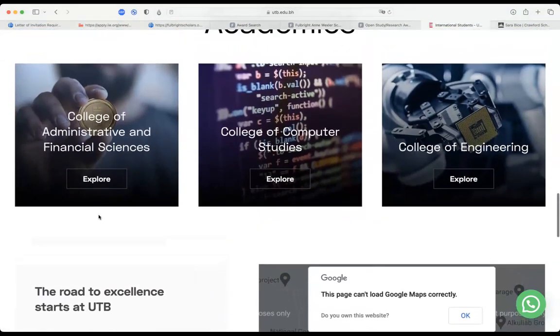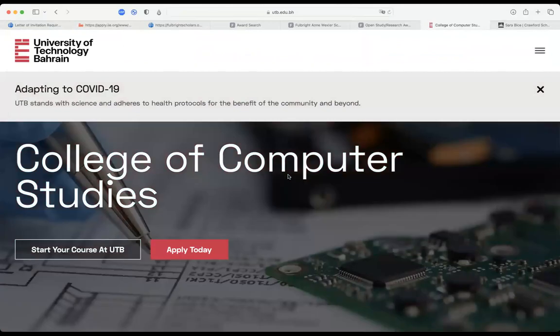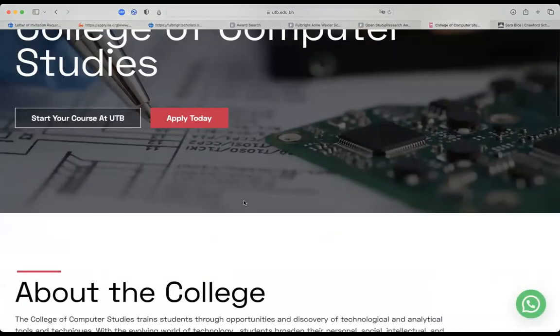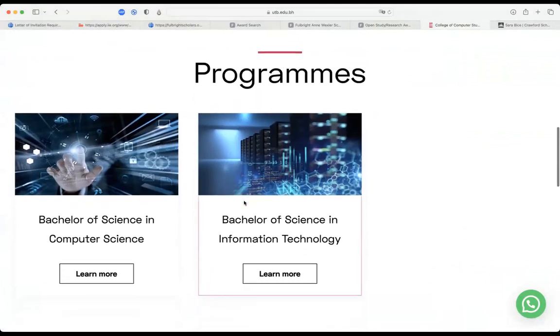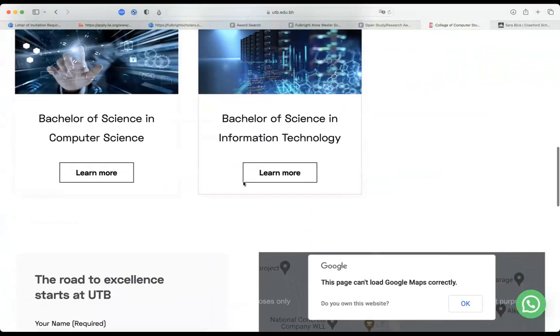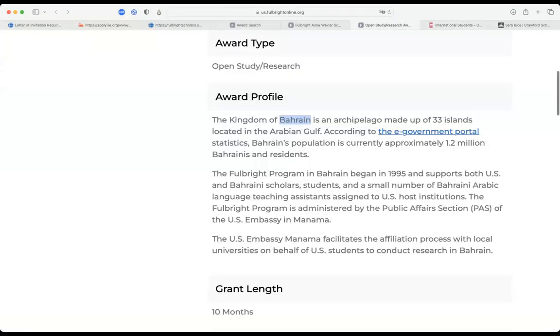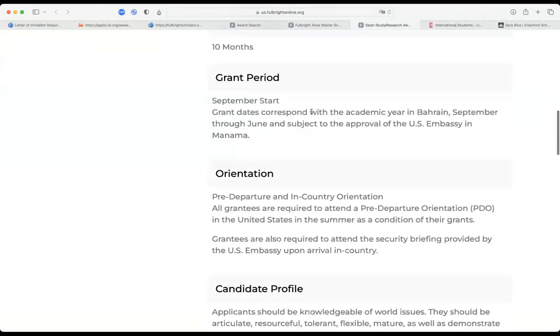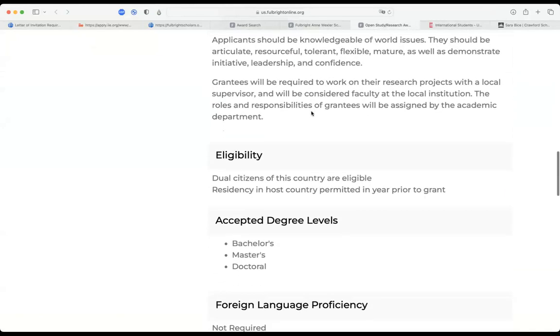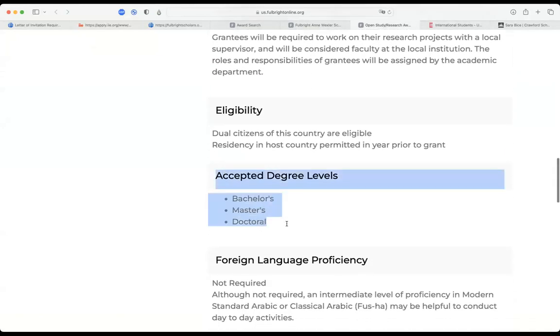So let's say you had some interest. Let's say you are a computer science major and there's some cool project, some application development that you see going on in Bahrain. And so you're interested in going there and studying with someone. Well, we see those are undergraduate programs, so that may be what you're looking for, but I'm guessing with this one here, it accepts study at different levels, so that would not be a problem here.